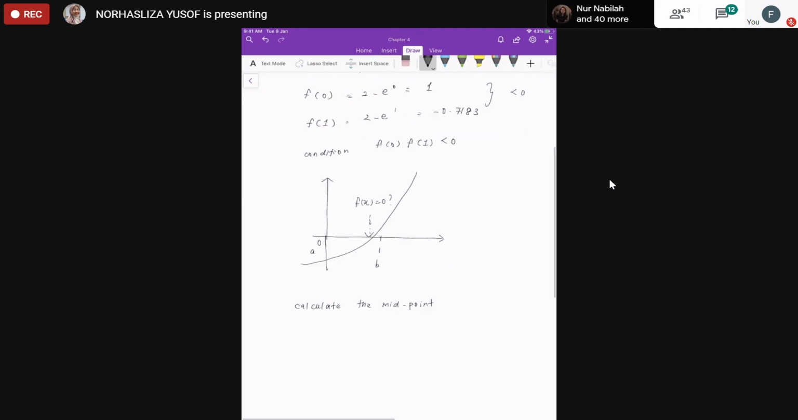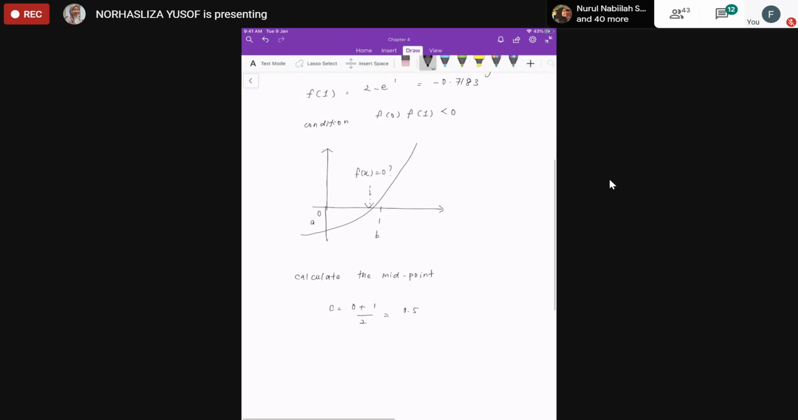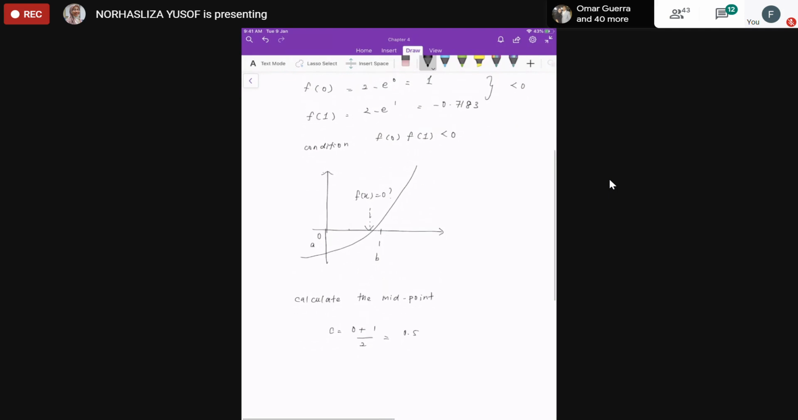When you calculate the midpoint, obviously you get 0.5. Now our interval is sliced into half. This is 0 and this is 1, and now our midpoint is 0.5. This is our C, our new midpoint.